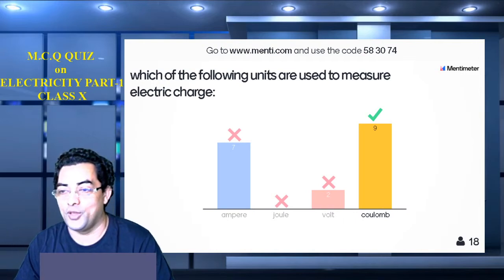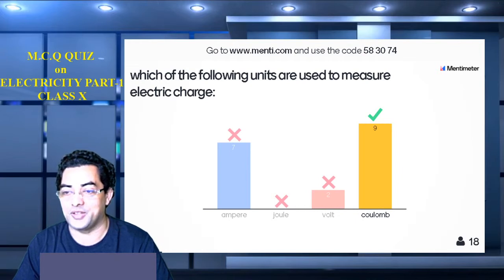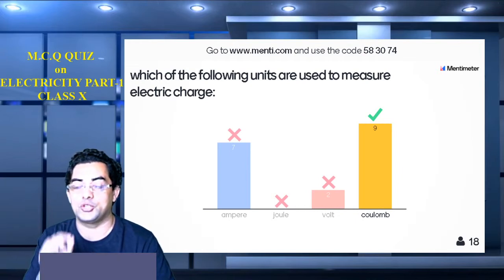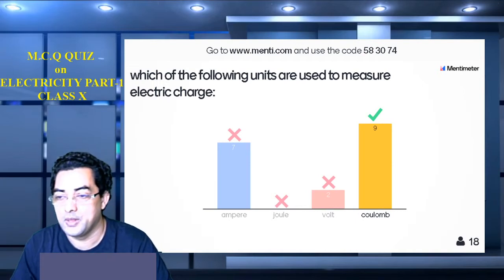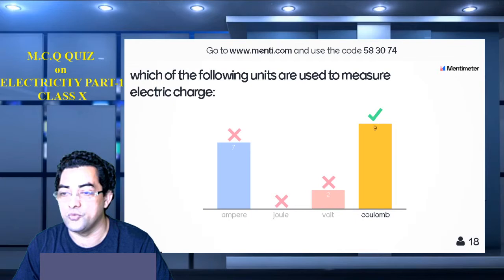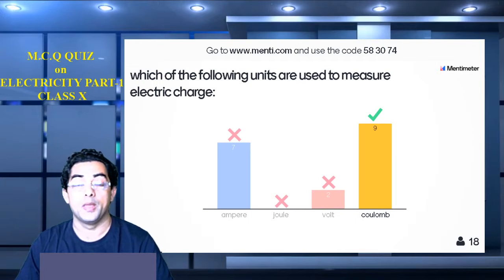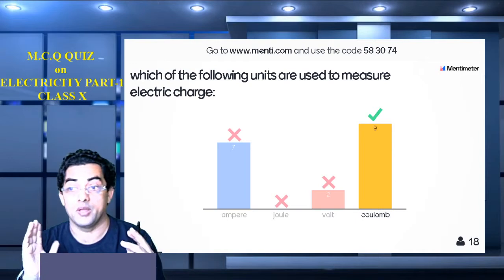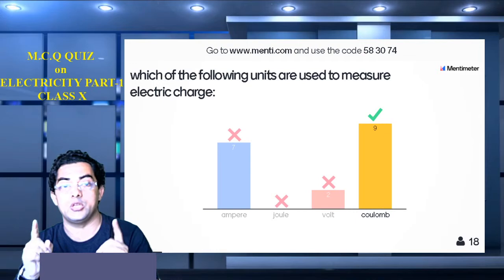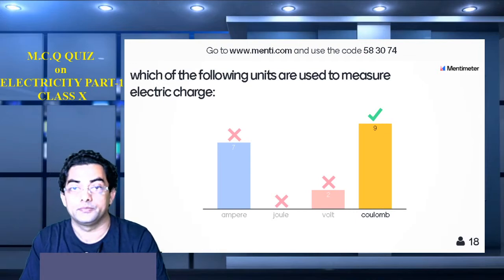Which of the following units are used to measure electric charge? Electric charge. How do we measure charge? Charge is measured in coulombs. Charge is not measured in volts. And many of you have given ampere. No, it is the electric current which is measured in amperes, SI unit. Whereas the SI unit of charge is coulombs.